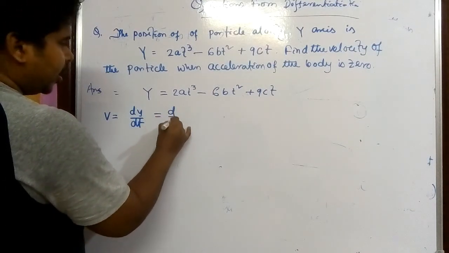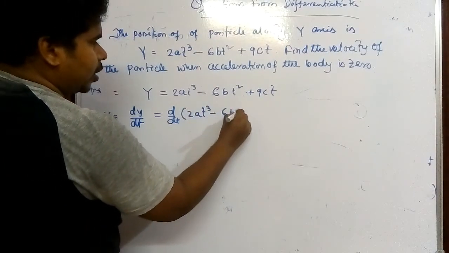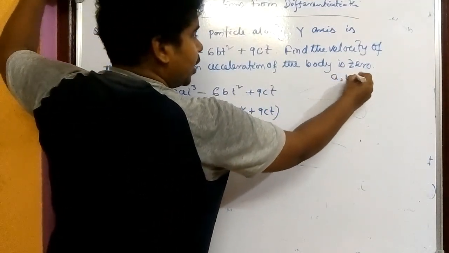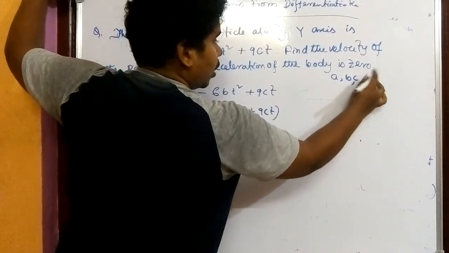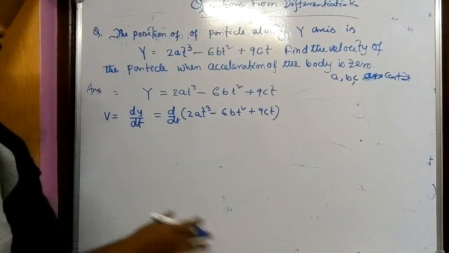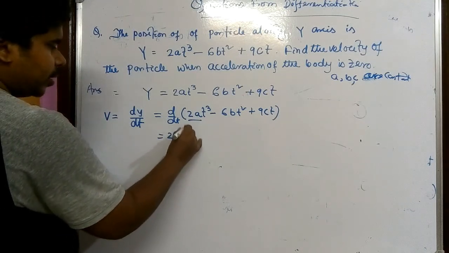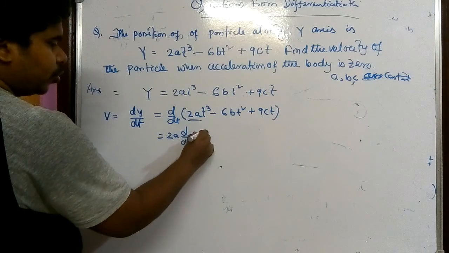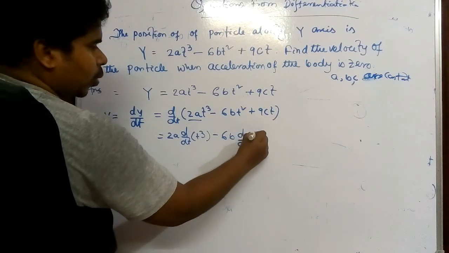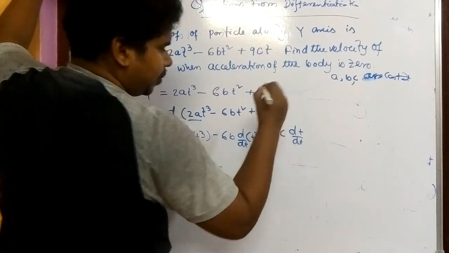So let's see, d by dt of 2a t cube minus 6b t square plus 9ct. By the way, one thing is not mentioned, that is a, b, c are constants. Okay, so there is no problem with that. So here 2a is constant, so 2a will come outside, d by dt of t cube, minus 6b will come outside, d by dt of t square, plus 9c will come outside, d by dt of t.